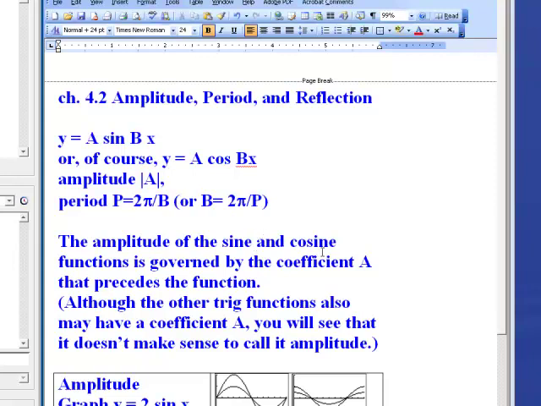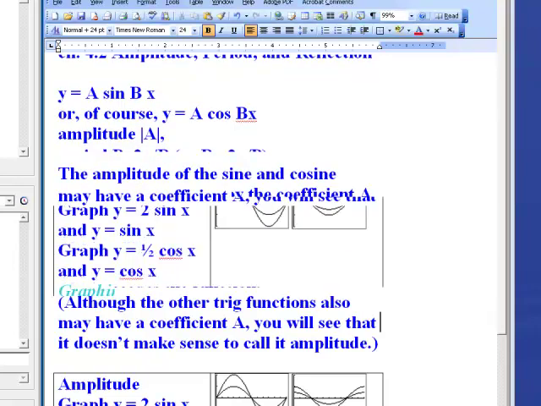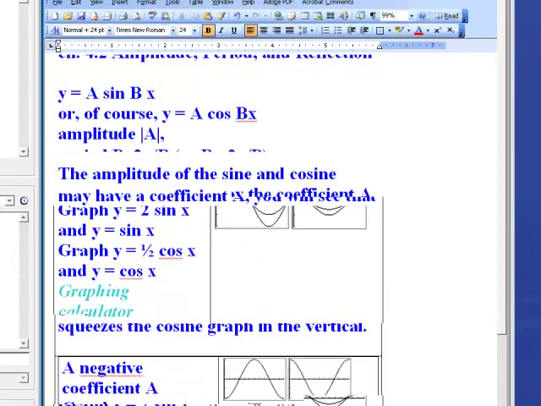The amplitude of the sine and cosine functions is governed by the coefficient a that precedes the function. All of the other trigonometric functions also may have a coefficient a. In that case, it doesn't make sense to call it amplitude. You will see that in a later section, where there is still a coefficient a for the tangent and the cosecant and so on, but we really can't talk about amplitude there. Okay, so let's have a few examples here.